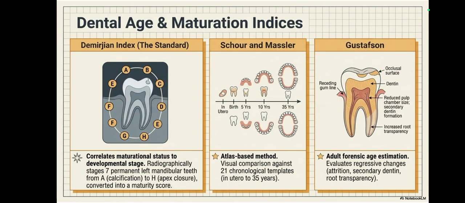Coming to dental age and maturation indices. The Demirjian method is the standard for assessing development, assigning stages A through H to teeth based on radiographic criteria. They are classified from A, calcification, to H, apex closure, converted to a maturity score. Schour and Massler is a visual comparison against 21 chronological templates, whereas Gustafson evaluates regressive changes like attrition, secondary dentine, and root transparency.